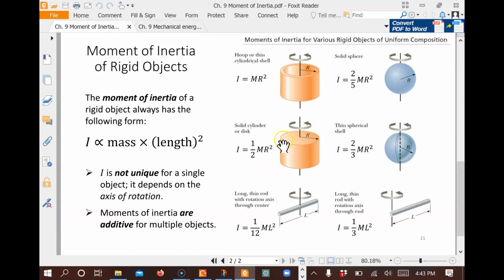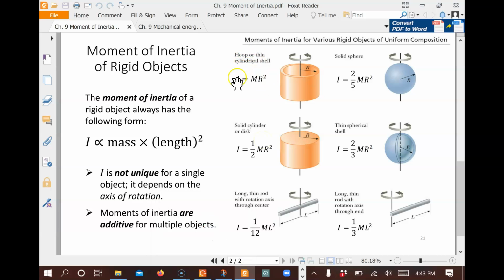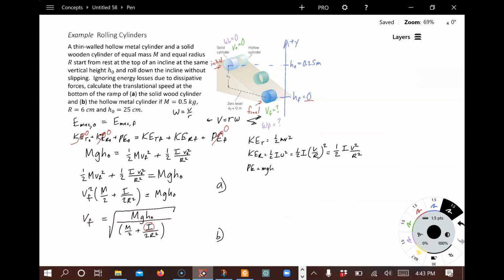For the solid cylinder, it's 1/2 mr squared. And for the cylindrical shell, it's twice as much. It's mr squared. A is the solid cylinder, so we've got here I = 1/2 mr squared, and for B, cylindrical shell, it's going to be mr squared. So we need to go ahead and just plug in the numbers for these two situations.